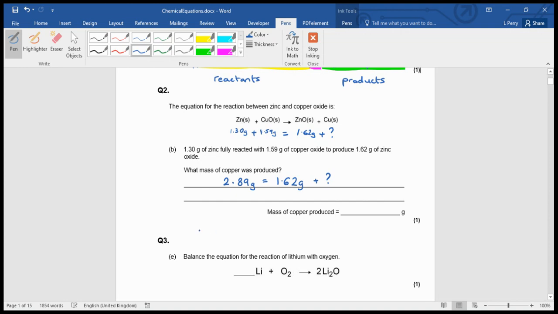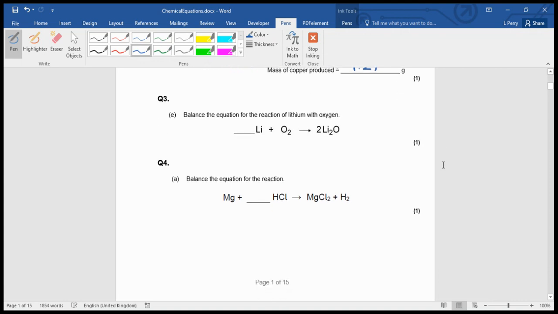So now I need to rearrange my equation. At the moment, my unknown is plus 1.62. So I'm going to minus 1.62 to remove that and do the same to both sides. So 2.89 minus 1.62 equals my mystery mass of copper. So typing that into my calculator, I get 1.27. So used in a certain way, a chemical equation with masses can become a math sum.